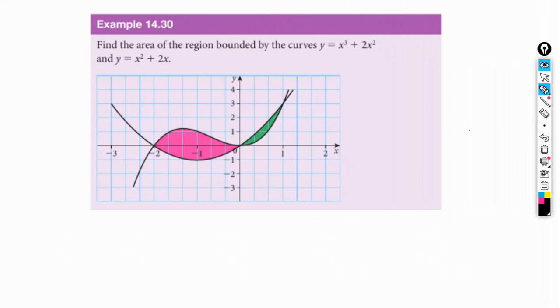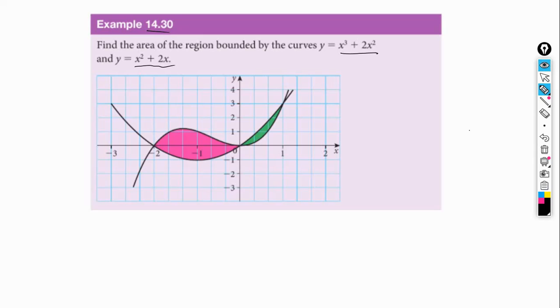Very well, so next we have example 14.30, and it says find the area of the region bounded by the curves y equals x cubed plus 2x squared and y equals x squared plus 2x. So remember that in these problems with finding the areas between two curves, we have to do the integration of the top curve minus the bottom curve.